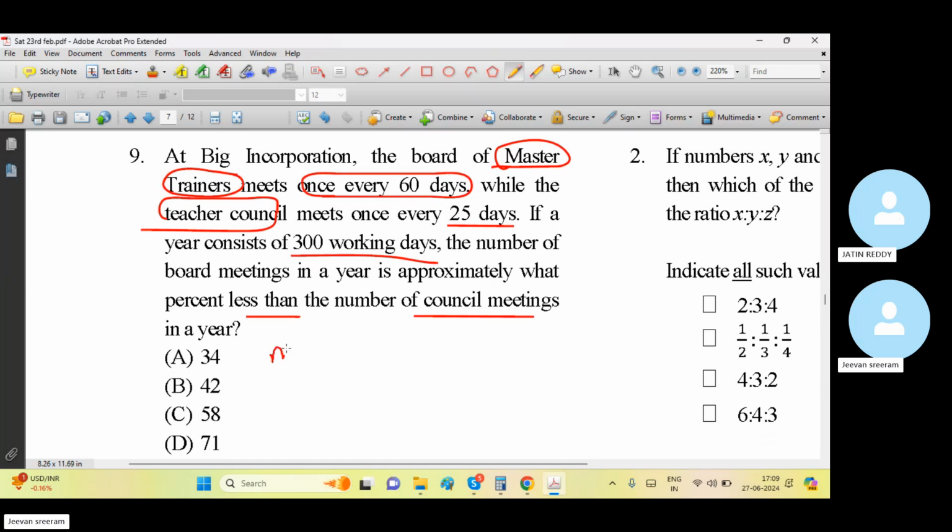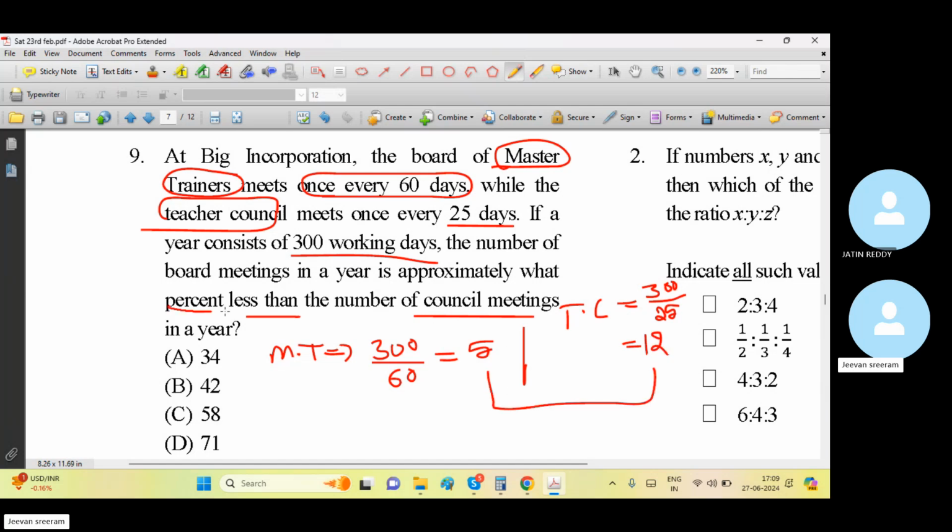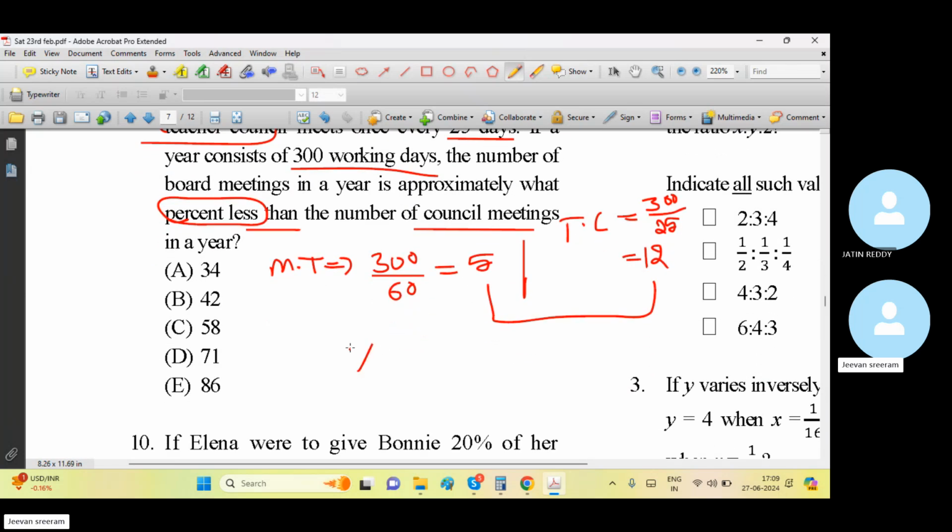Master trainers, how many times are they going to meet in 300 days? Once every 60 days, so that's 5 times. And the teacher council, every 25 days, 300 by 25, that is 12. So the question is asking you percentage less. Percentage less means percentage reduction. What's the formula? Percentage reduction is difference by higher quantity into 100.